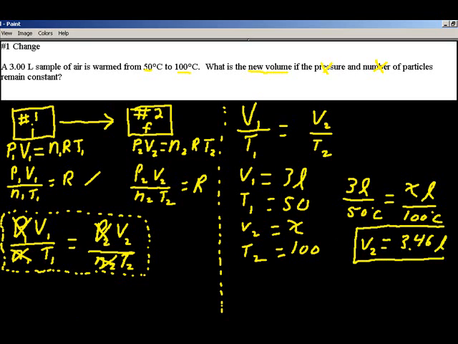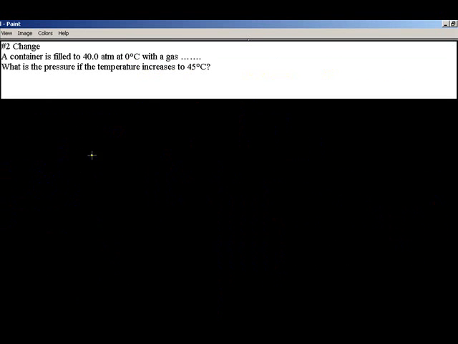Let's do another one. Right, here's a new problem. A container is filled to a pressure of 40 atm at 0 degrees with a gas. What is the pressure if the temperature increases to 45?